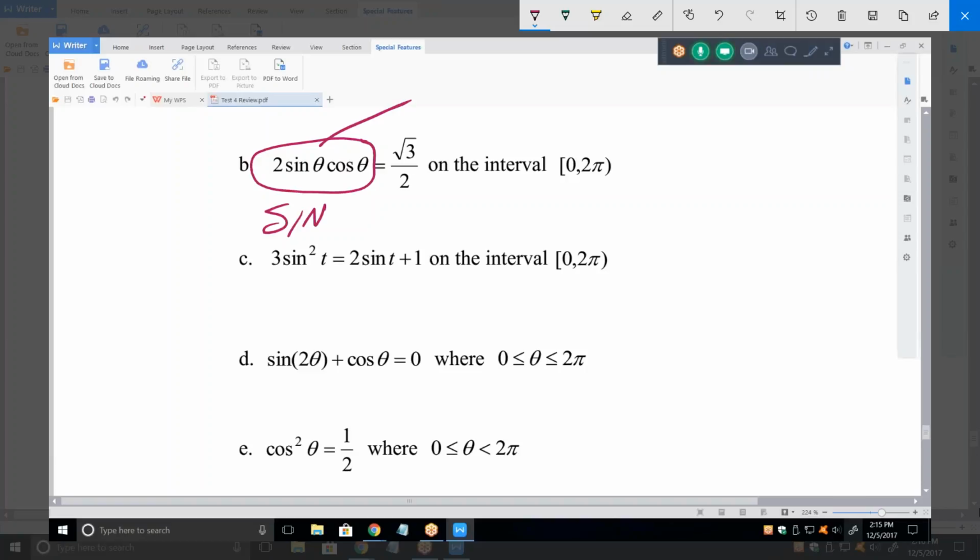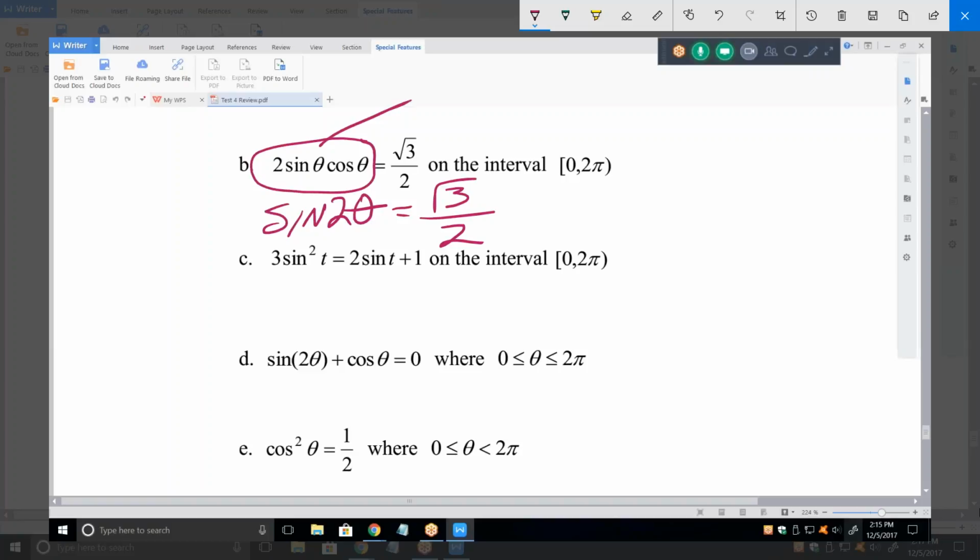That is the sine of 2 theta. It's the double angle formula, or rather the double angle identity. Okay? So now I get sine of 2 theta equals square root of 3 over 2. Now what? You solve this. Would you divide by 2? Or? No.